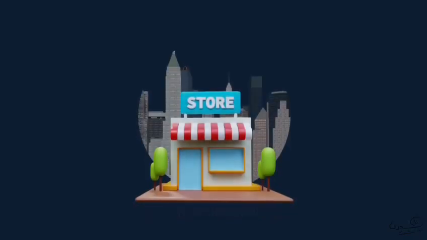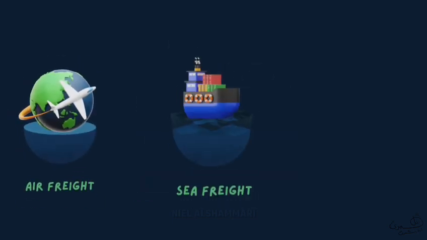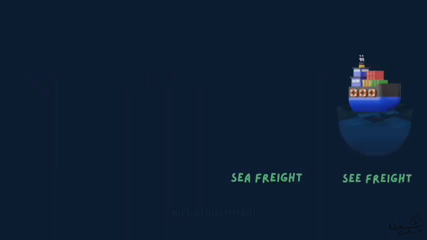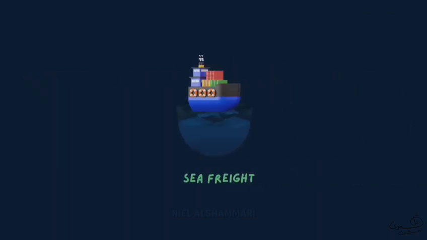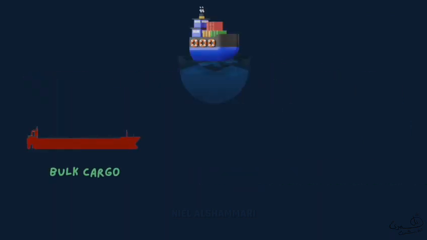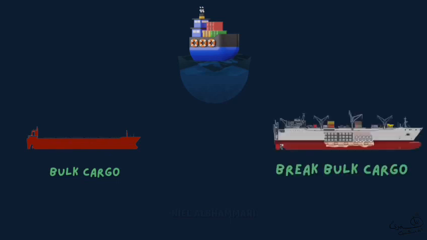As the business becomes global, transporting goods becomes important. So we have three main types of transporting: air freight, sea freight, and land freight. We're going to focus on sea freight. In sea freight we have two types: first, bulk cargo; second, break bulk cargo.